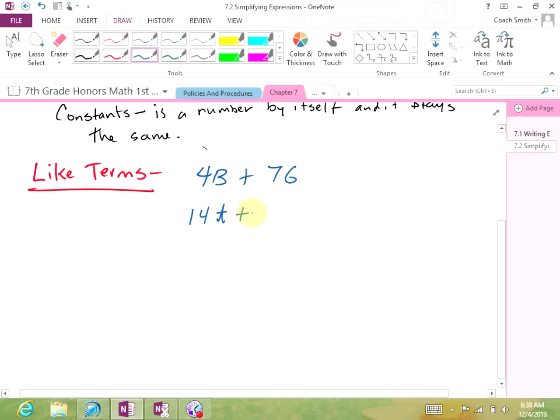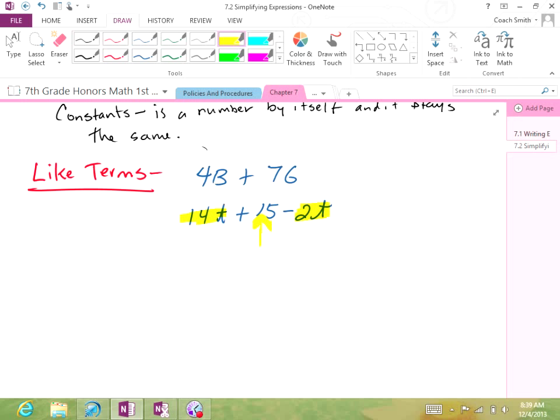Okay, so what they're going to give you is something like this: 14t plus 15 minus 2t. And they're going to want you to tell them how I can put like things together. In this problem, what are the things that are like? The t's. The things that are like are those 2 things right there. This is a constant. The other 2 are not constant.